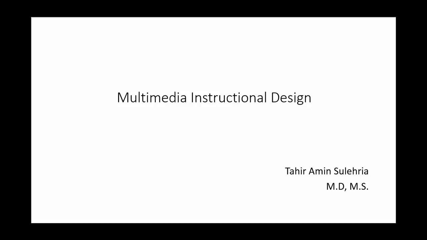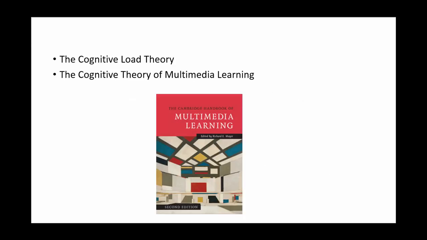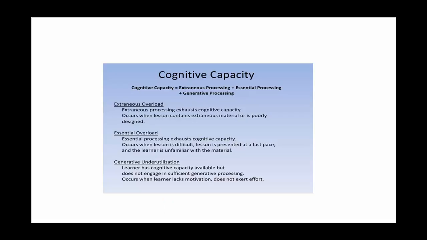In this video, we will be applying two theories, the cognitive load theory and the cognitive theory of multimedia learning, adapted from the Cambridge Handbook of Multimedia Learning, 2nd edition, edited by Richard Mayer. Cognitive capacity is the capacity of a learner that can handle information presented in multimedia. So cognitive capacity is equal to extraneous processing plus essential processing and generative processing.